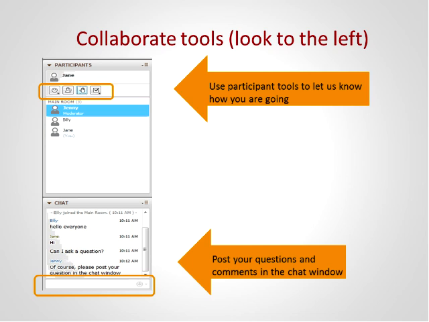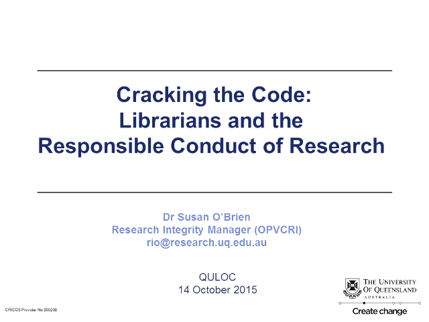Thank you, Sandy. Today we're cracking the code, Librarians and the Responsible Conduct of Research. And we're lucky enough today for our very last, but certainly not least session, Dr. Sue O'Brien, who's the Research Integrity Manager, Office of the Pro-Vice-Chancellor, Research and Innovation at the University of Queensland. Her role is to actively promote responsible conduct of research across the university, as well as receiving potential complaints of research misconduct and managing associated investigations.